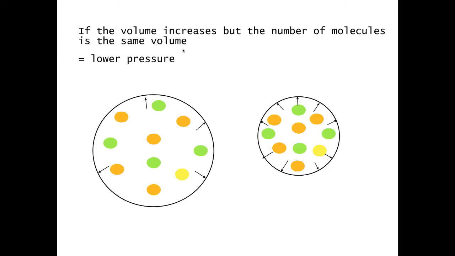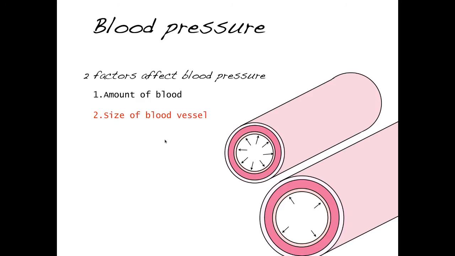Secondly, if the volume increases but the number of molecules is the same, there's a lower pressure. So if we take this size of a container and we make it larger, there'll be a lower pressure. The same thing happens in your blood vessels. If I take a given volume of blood passing through this and all of a sudden I make the blood vessel larger, there's going to be a decrease in pressure. So same volume going through, but that volume will exert a lower pressure in a larger size of blood vessel.